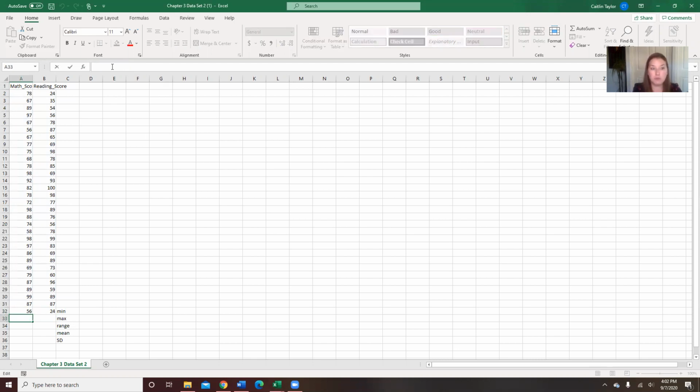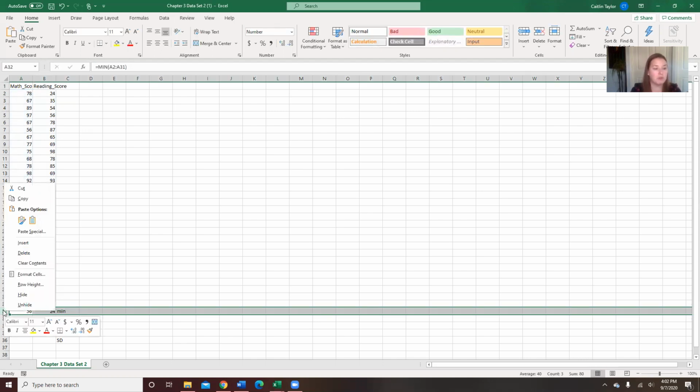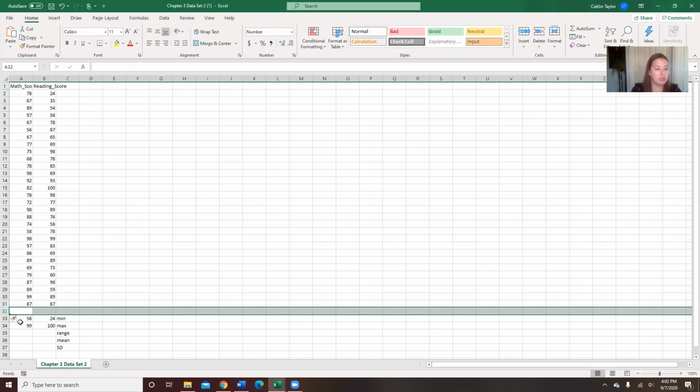So remember, always in the formula bar, you're typing in equals first. Max A2 to A32 gives us a max of 99. Same thing for reading score, equals max B2 to B32 gives us, oops, no, not 32, 31. My apologies about that. We don't want to include this 32 in there. It won't change anything, but to be correct, right? And make sure it's always highlighting the right spot. It probably would be helpful to have made sure that we have a little separation here.